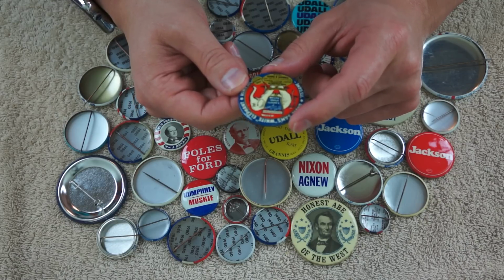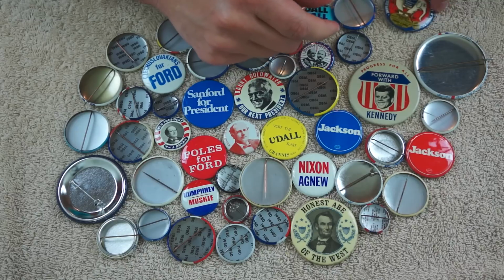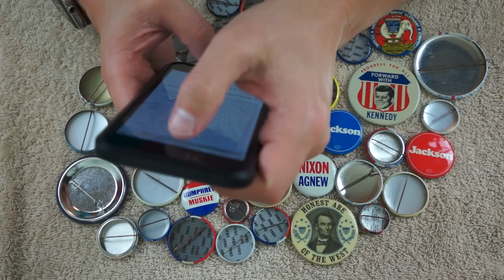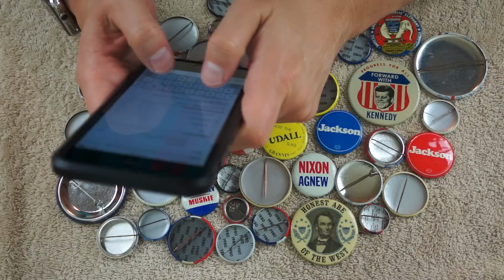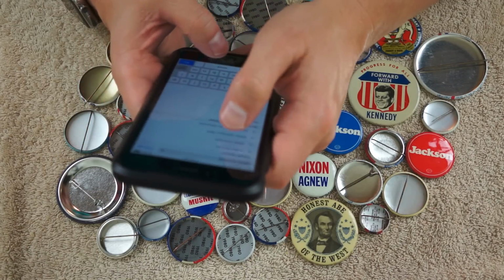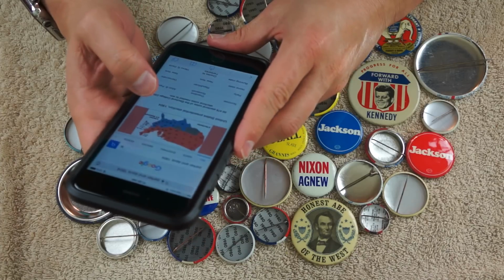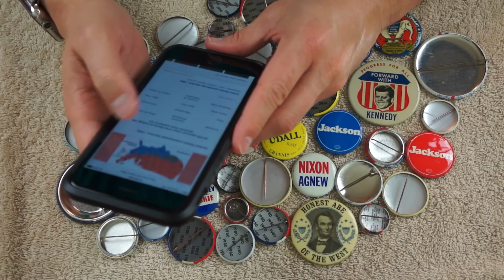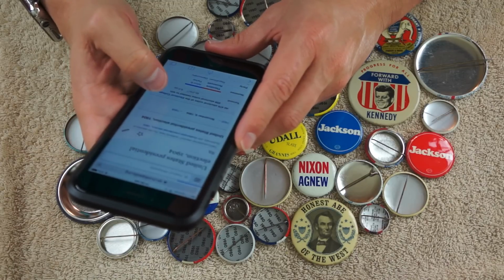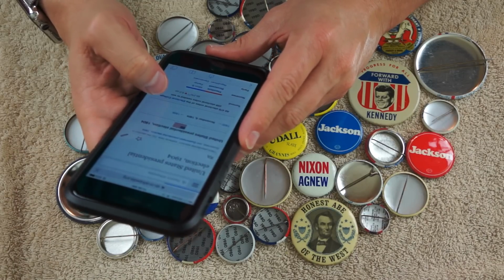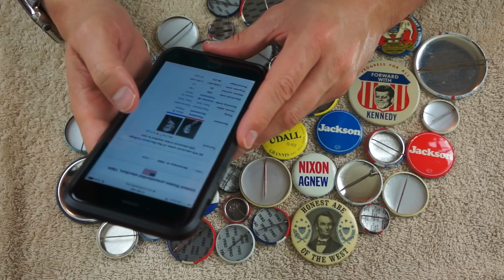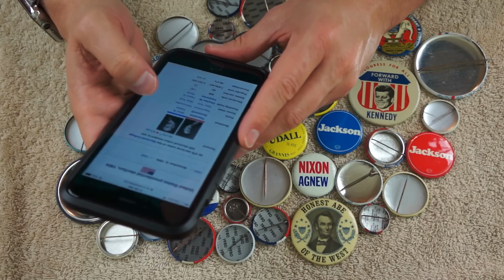But I gotta look that up. Parker and Davis. Parker and Davis, 1904. Let's see. The 1904 presidential election was Theodore Roosevelt against Alton B. Parker.